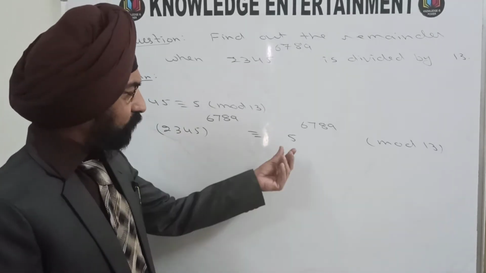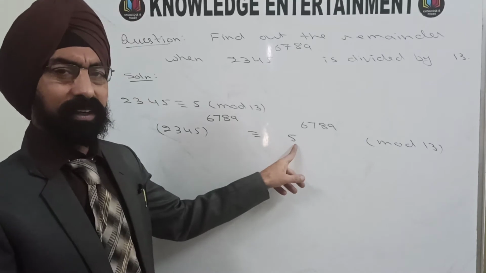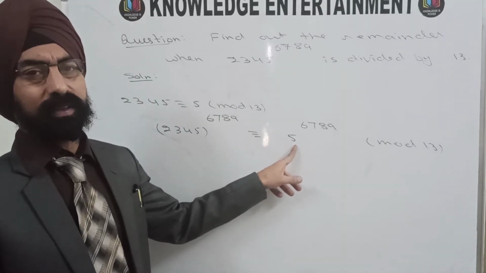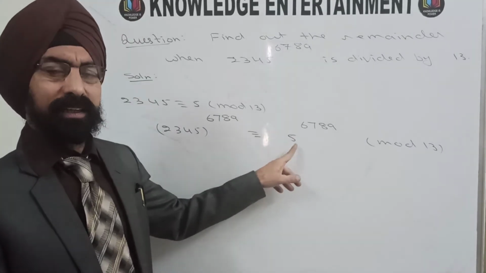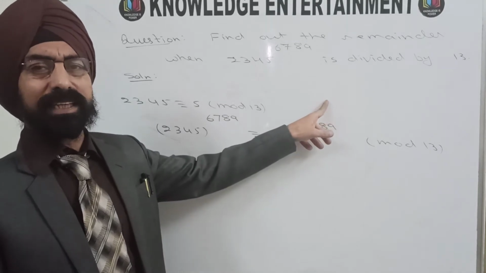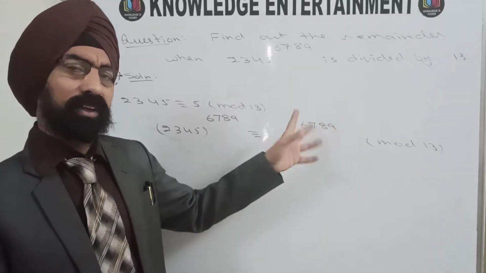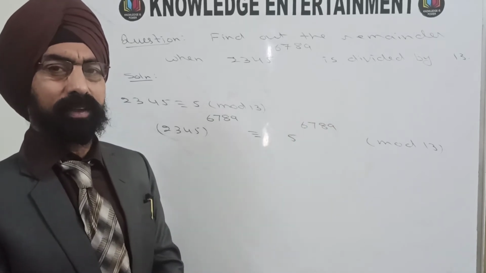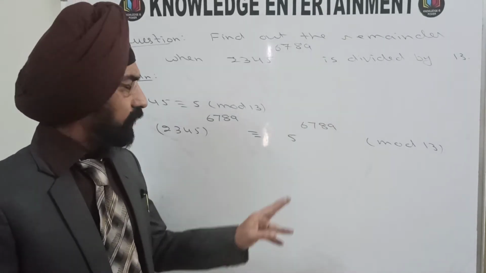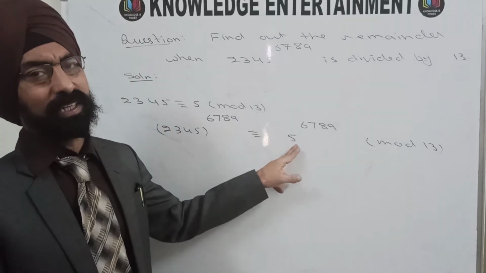Why? Because I want to reduce this quantity 5 either to 1 or to minus 1. If I get 1 or minus 1 here, then 1 raised to the power anything is 1, and minus 1 raised to the power even is 1, minus 1 raised to the power odd is minus 1. So my question will become easy. So what I am trying to obtain is a 1 or a minus 1 here.